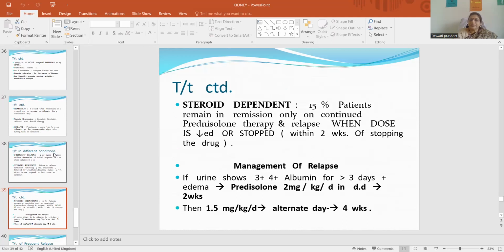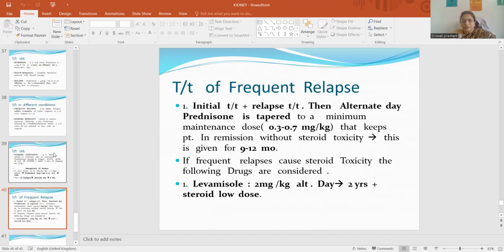Steroid dependent: 15% of patients remain in remission only on continued prednisolone therapy and relapse when the dose is decreased or stopped. Within 2 weeks of stopping the drug, the patient will have proteinuria again. That means it is steroid dependent. Management of relapse: if urine shows 3 plus or 4 plus albumin for more than 3 days plus edema, start prednisolone 2 milligram per kg per day in divided doses for 2 weeks. Then 1.5 milligram per kg per day, alternate day, for the next 4 weeks. This is the complete 6 weeks management.